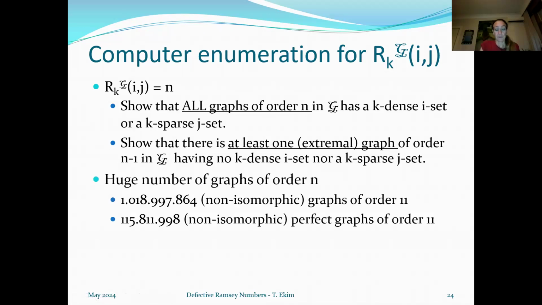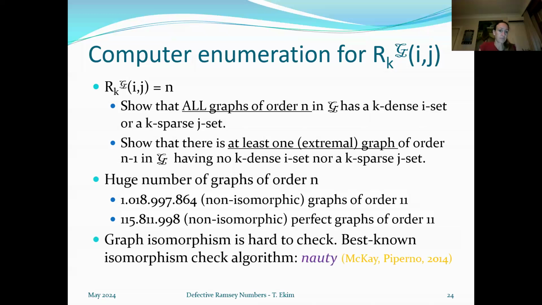Well, the first problem is that there's a huge number of graphs of order n. So if we take order 11, this is the number of non-isomorphic graphs. And even if we restrict our attention to a graph class, say perfect graphs, there's still a huge number of them. And imagine we need to consider every single one of them and make additional checks.